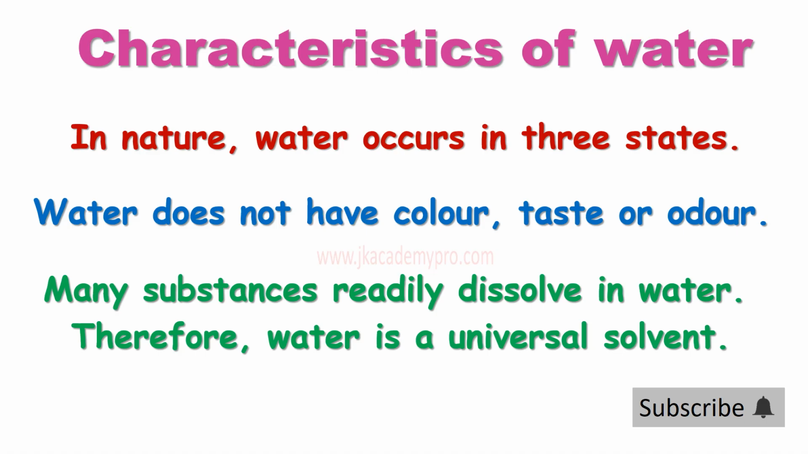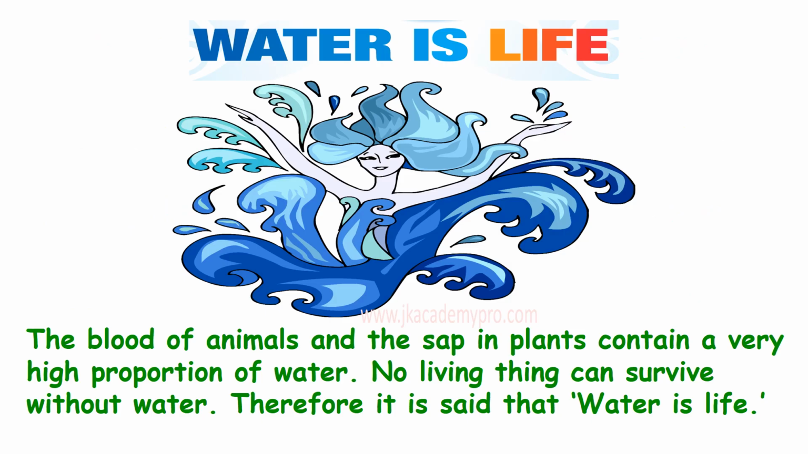What does universal solvent mean? It can dissolve many of the substances. That is why it is called a universal solvent. We learned that all living things on this earth require water. Nobody can live without water. Now, the blood of animals, that is, not only all animals but even human beings, and the sap in plants contain a very high proportion of water. A lot of water is required by all living things. No living thing can survive without water. Therefore, it is said that water is life.